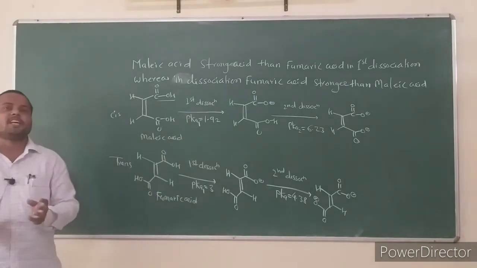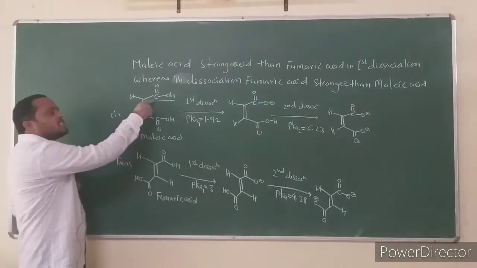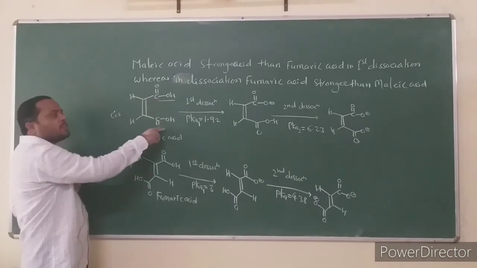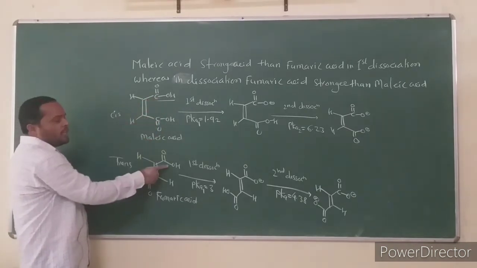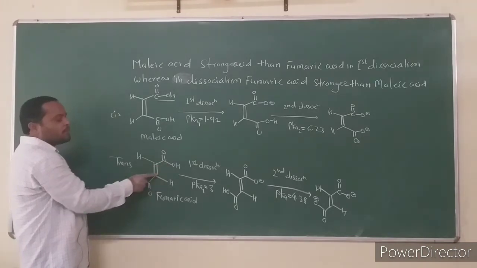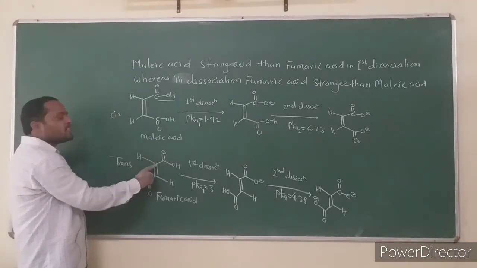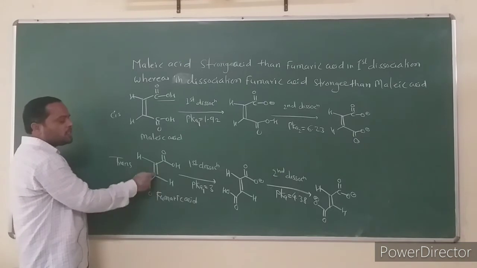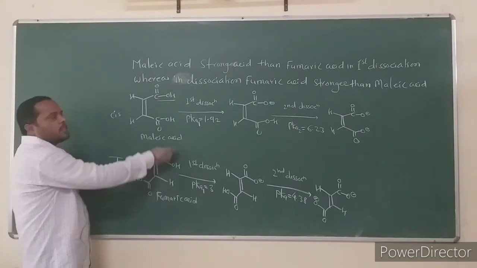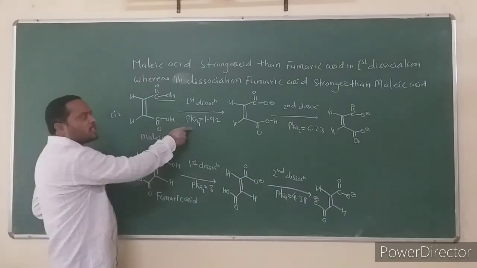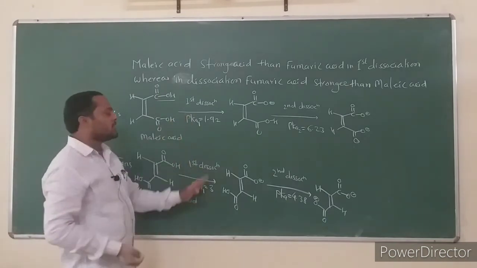These are geometrical isomers. Malic acid is the cis isomer, with two carboxylic functional groups present on the same side of the carbon-carbon double bond. In fumaric acid, the two carboxylic functional groups are present on opposite sides of the carbon-carbon double bond. It is the trans isomer, known as fumaric acid. In the first dissociation, malic acid is stronger than fumaric acid.